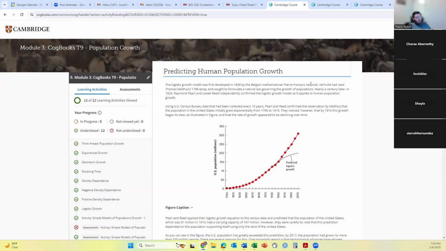What were some of the reasons that they gave that the US population continued to outpace what was predicted through the logistic growth model?